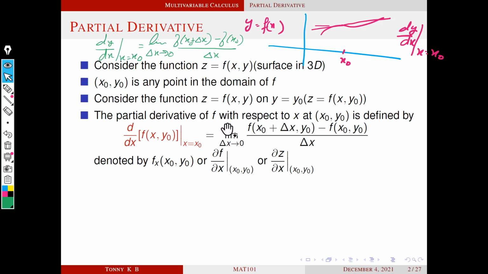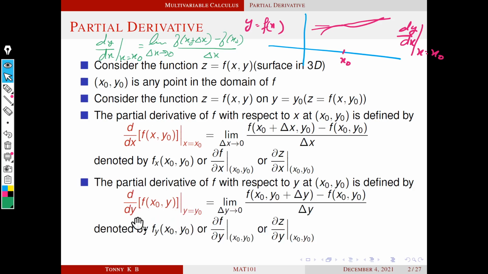The curve is nothing but f of x naught, y. So what is the analogous formula? This is the analogous formula: d by dy of f of x naught, y at y equal to y naught is equal to the limit as delta y tends to 0 of f of x naught comma y naught plus delta y, minus f of x naught, y naught, divided by delta y. This is the rate of change of the function f with respect to y, denoted like this.